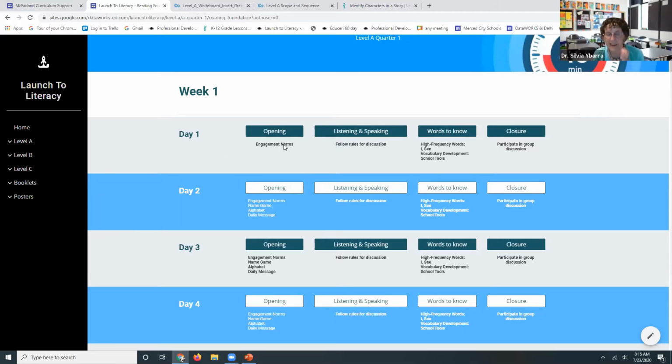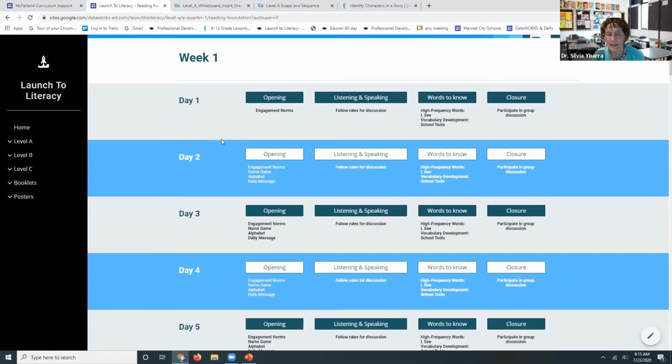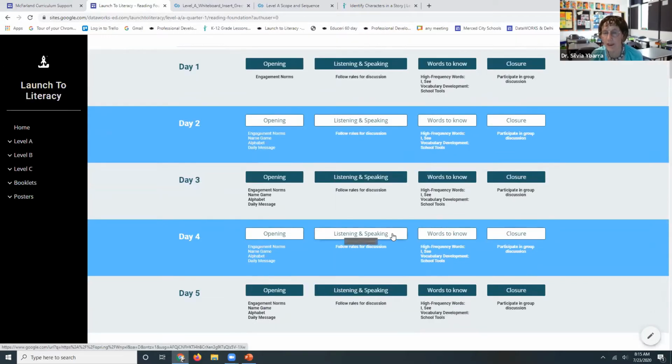For kindergarteners, we usually leave the first week, which is week number 1 here, for the kindergarteners to get used to your classroom. We do a lot of follow the rules, follow rules for discussion. We do a lot of activities that are going to get them to be students in your classroom. So today, we are not going to do that because we would like to show you how we look into a lesson.